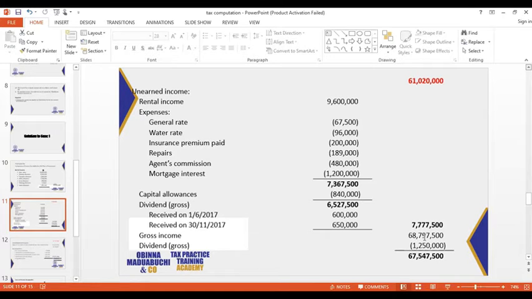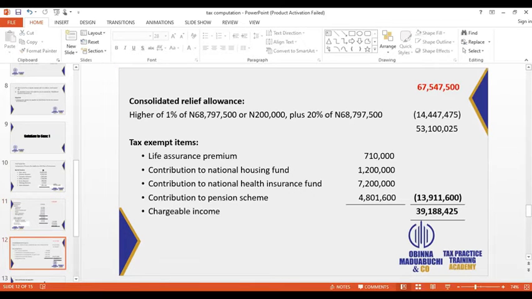Now, this gross income is where we have the bone of contention in the Finance Act. If you want to calculate your consolidated relief allowance, how do you calculate it? Is it based on gross income? In the Finance Act, the consolidated relief allowance, CRA, is usually the higher of 1% of your gross income, or 200,000, plus 20% of your gross income. So that's what CRA is.